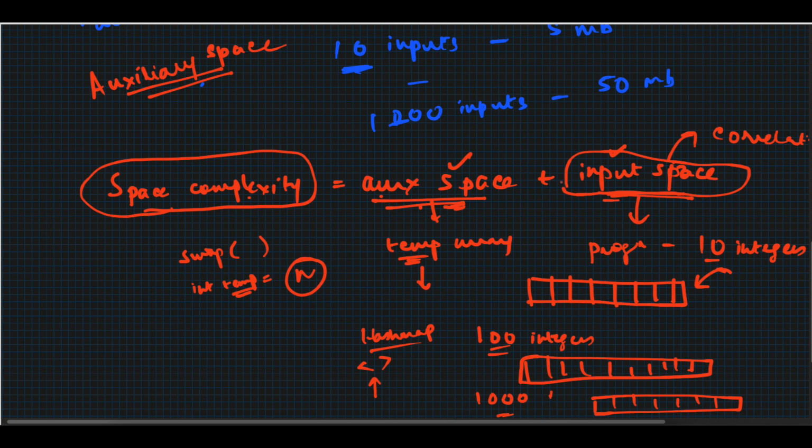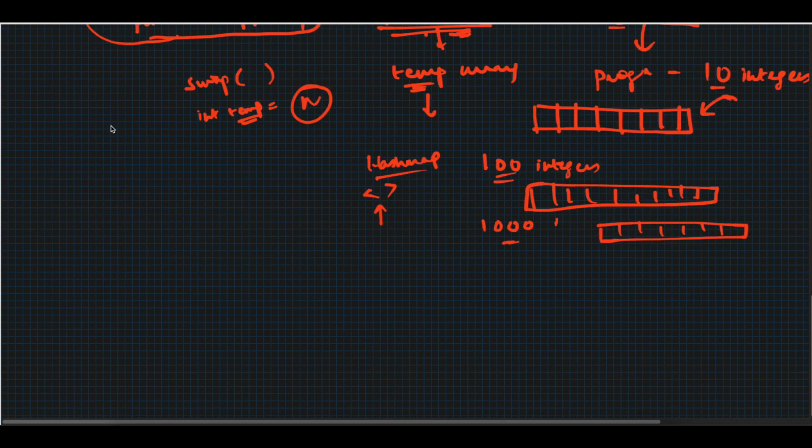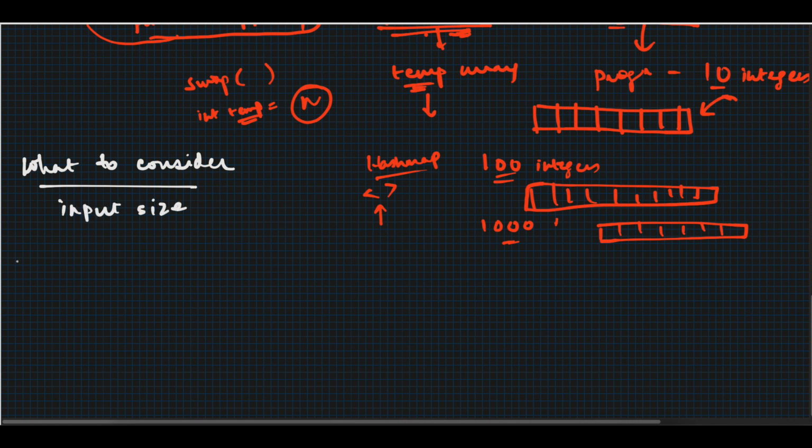When I'm giving you 100 integers and then 10,000 integers as input, are you taking additional space to do the same computation logic, or are you not? That is what is going to be determined by the space complexity. So that is a wrap on the overview of time and space complexity. What are the things we have to consider when calculating these, and what are the things we don't have to consider? What we have to consider is definitely the input size whenever we are calculating time and space complexity.